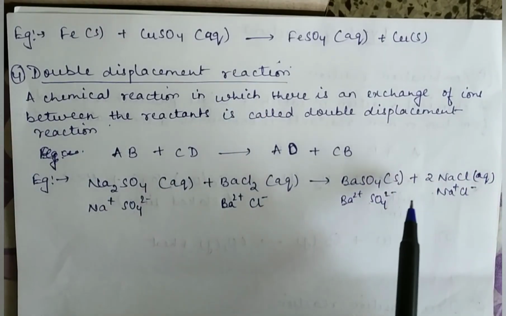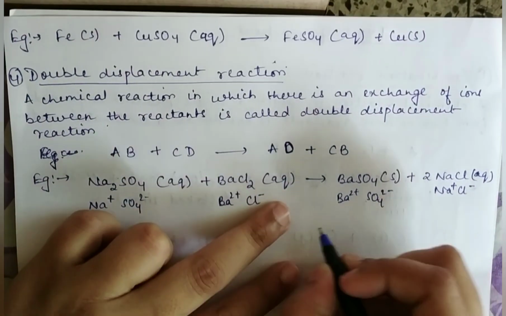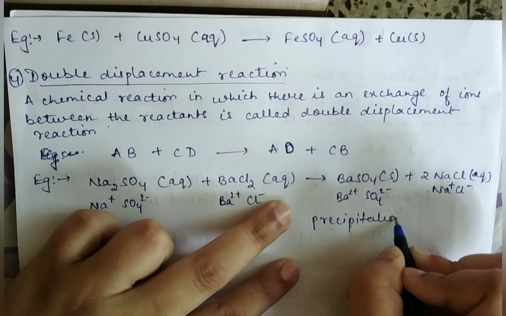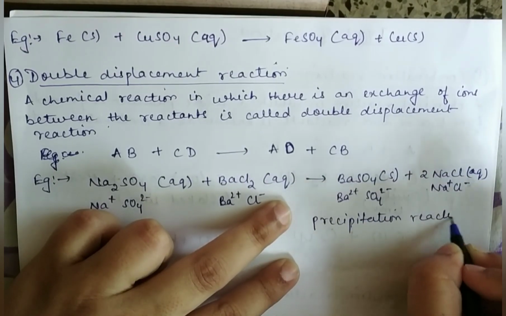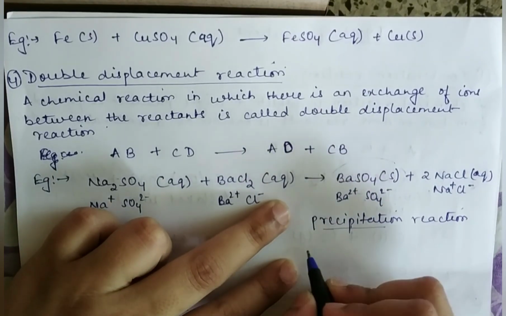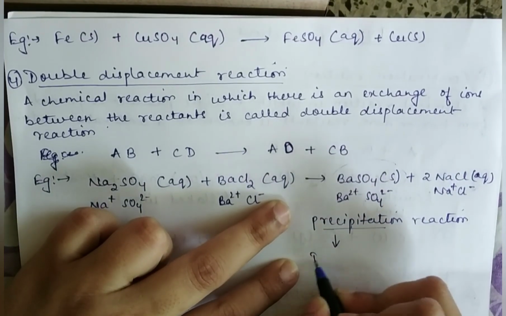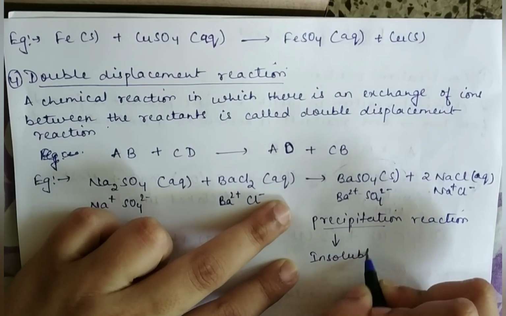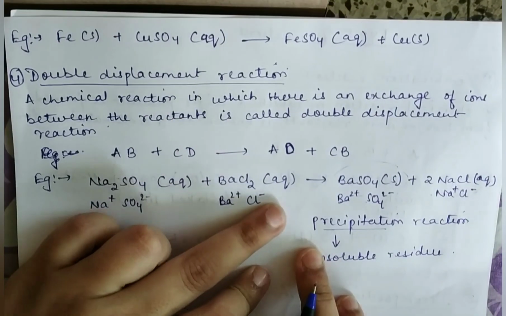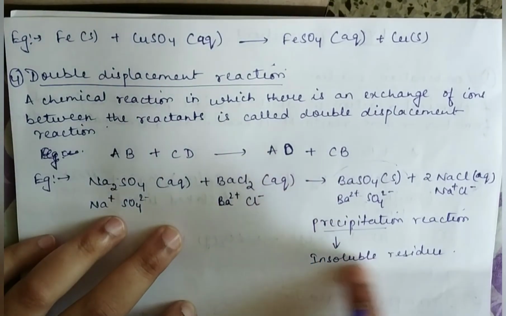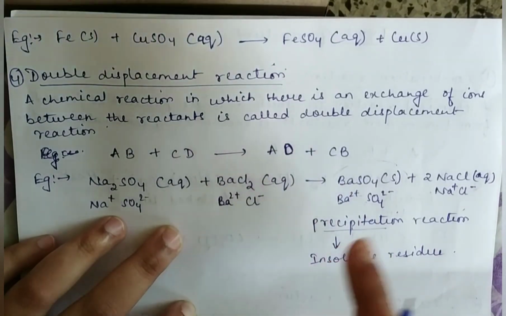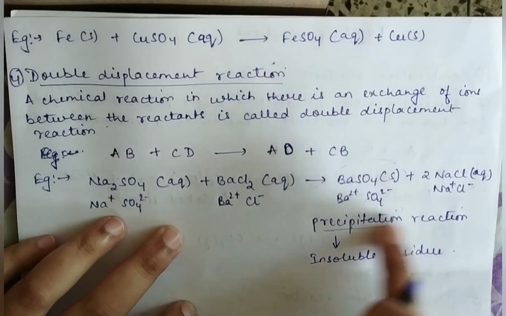This type of reaction is also known as a precipitation reaction. Why? Because a precipitate is formed here. A precipitate is known as an insoluble residue. The reaction in which a precipitate is formed is known as a precipitation reaction.